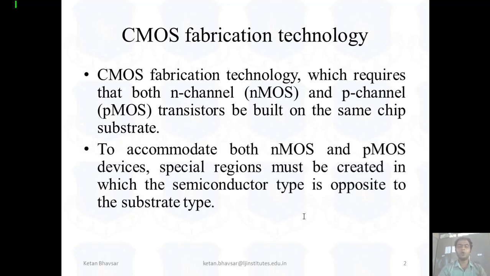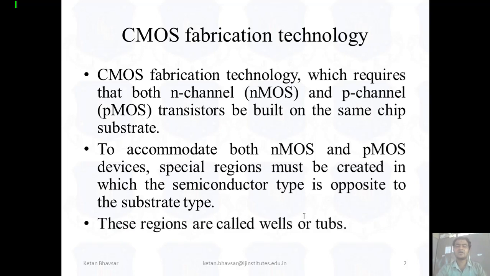To accommodate both NMOS and PMOS devices, a special region must be created in which the semiconductor type is opposite to the substrate type. Definitely, if you design the NMOS, then you have to take a substrate of P type. If you design a PMOS, then you have to take a substrate of N type, because whenever you make any semiconductor device, we always have a pair of PN junction. The region is called a well or tub, where your IC is generally fabricated, where your specific NMOS and PMOS are fabricated.